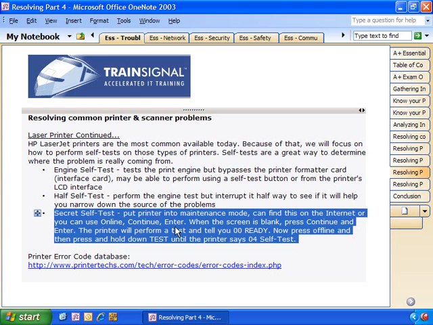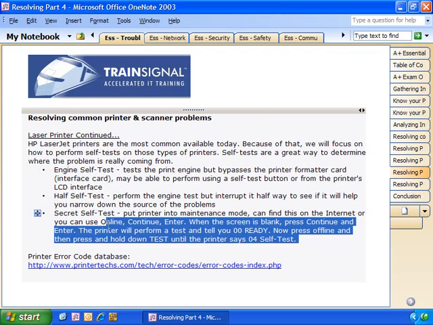Now, after you press online, continue, enter, you go through this process. When the screen is blank, you press continue, then enter. The printer will perform a test, and tell you 00 ready. Then you press offline, then you press and hold down test until the printer says 04 self-test. Whew, that's a long set of instructions. But like I said, consult the internet before you try to do that secret self-test to get the proper instructions for your printer, because this is just a generic list of commonly how it's done on some of the more common, actually some of the more older HP models.